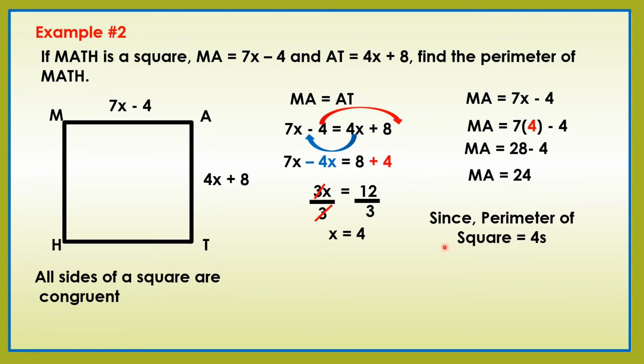Since ang perimeter ang hinahanap, perimeter ng MATH o yung square, always remember, ang perimeter ng square is equal to 4S. So, ang S dito, yung side. So, we can say now that P for the perimeter is equal to 4 times S. Ang S natin or yung side natin is 24, which is MA. So, multiply natin itong dalawa. That is 96. And then, you have to put here or write the units, kasi ang pinag-uusapan natin dito ay perimeter.